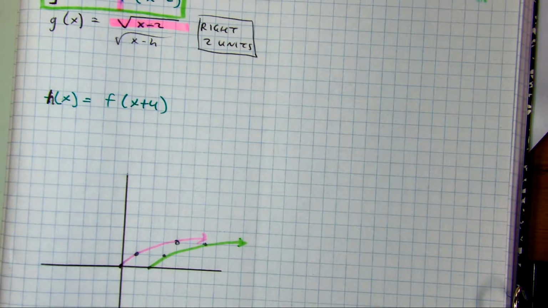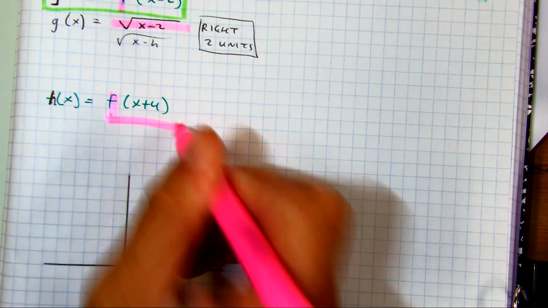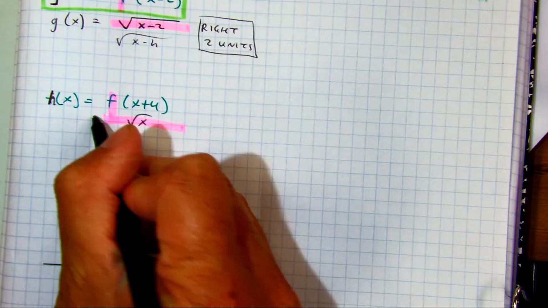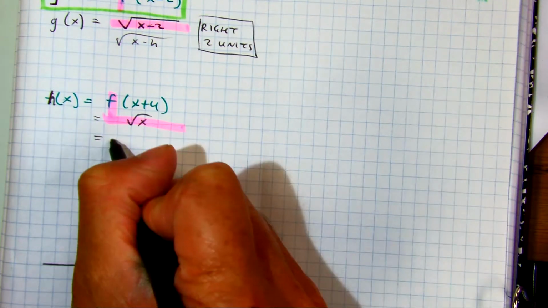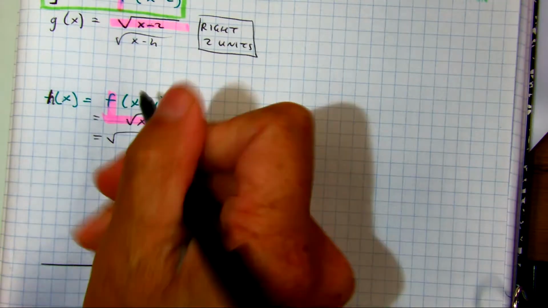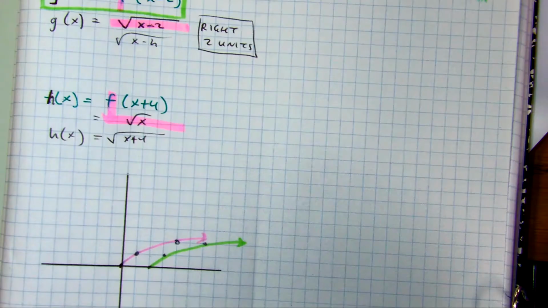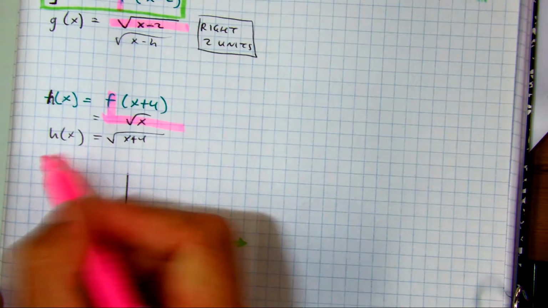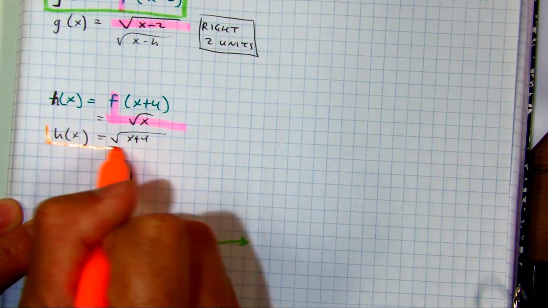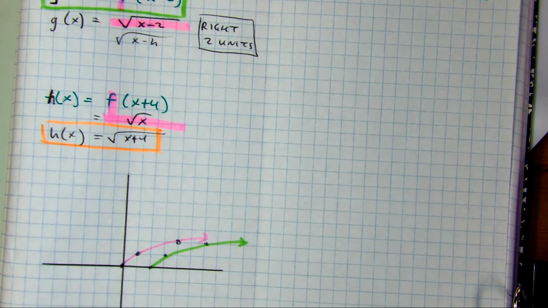H of x is our function of x. So we have the square root of x. But instead of writing x, we're going to write x plus 4. Okay, so h of x is going to equal the square root of x plus 4. Let's pick a new color, like orange. Partner A, tell partner B, what's the h value? And what does it do to our graph?